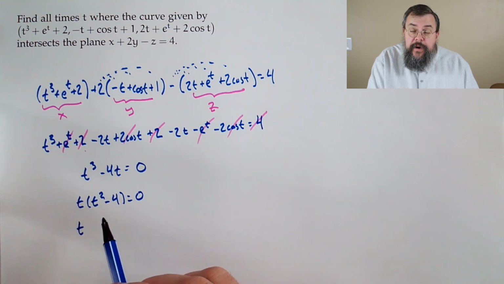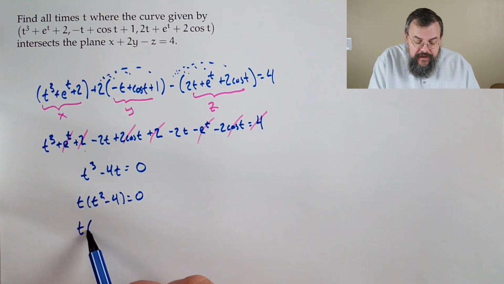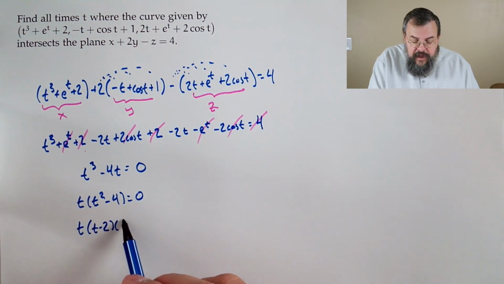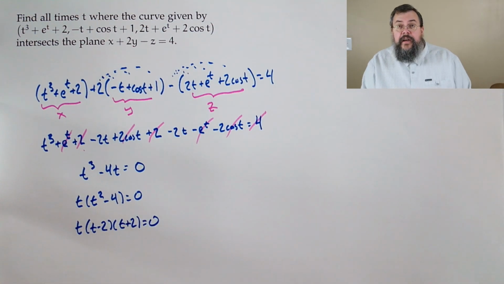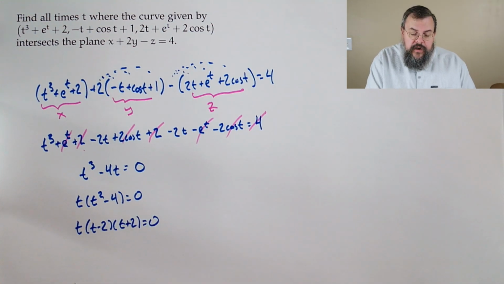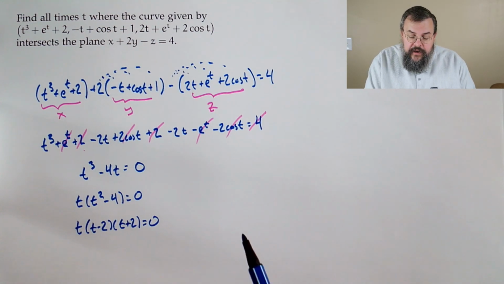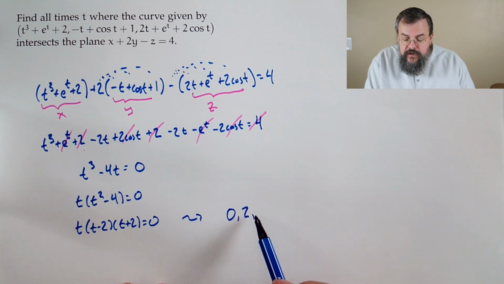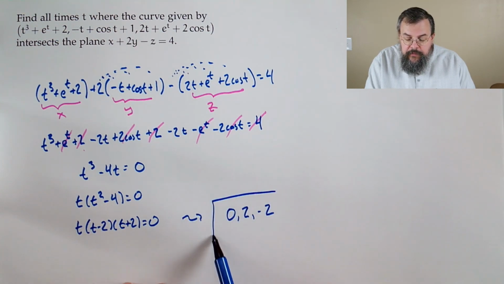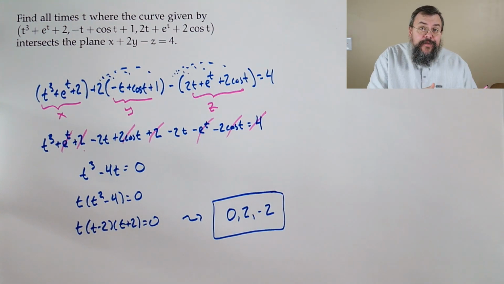Well, t squared minus 4, a squared minus b squared, that's (a minus b)(a plus b). So, wherever they intersect has to be where t times (t minus 2) times (t plus 2) equals 0. Well, that tells us our solutions are 0, 2, and negative 2. Now, in this case, we were after our times.